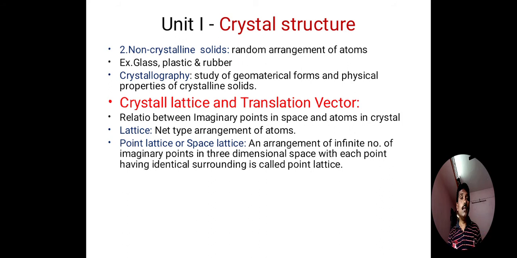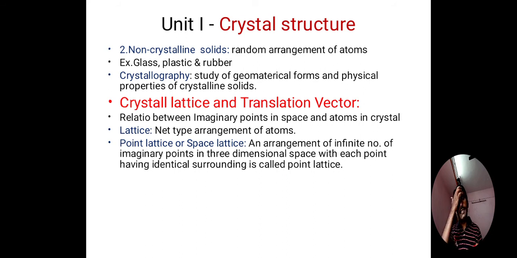And in that case, what type of arrangement is there of atoms in this space, with imaginary points matching? An aggregate of such points is what we can call a lattice, a net-type arrangement. And in such an arrangement of atoms in imaginary space, in the two dimensional case, each point has an identical surrounding.